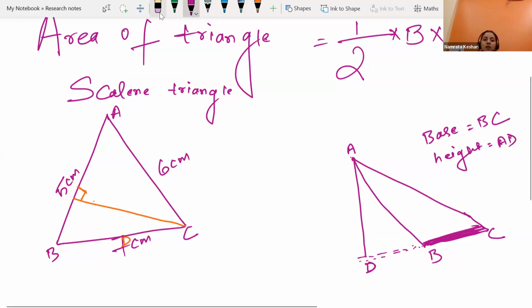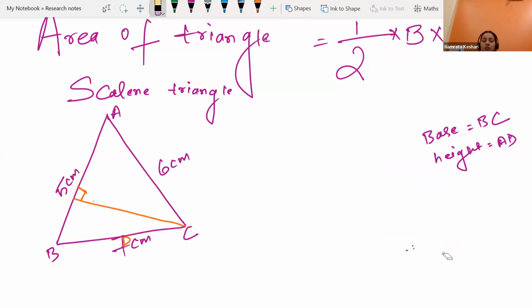So now I'm rubbing it. This was extra knowledge.